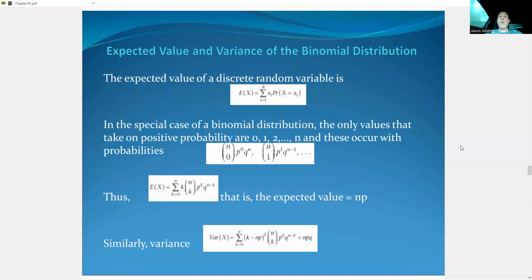All right, the expected value and variance of a binomial distribution. The expected value of a binomial distribution is n times p, the number of trials times the probability of success. That's my expected number of successes. Now the variance is n times p times q, the number of trials times the probability of success times the probability of failure. That variance will be largest when p is closer to 1/2. It will be largest when it's exactly 1/2, in fact.